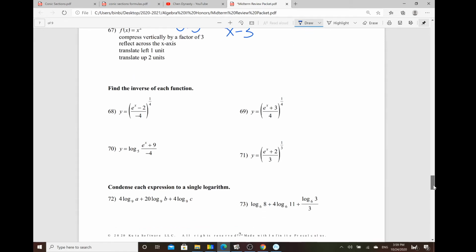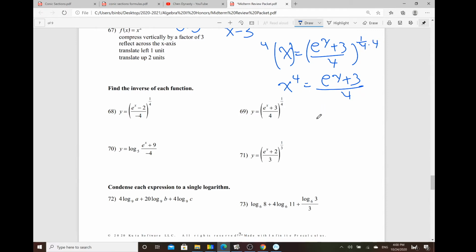So finding inverse function again. For the inverse, swap the variables. So x equals e to the power of y plus 3 over 4, quantity to the power of 1/4. And then from here, solve for y. So you might be wondering, it's the power of 1/4, so we need to get rid of the power first: raise both sides to the power of 4. That's how I can get rid of that power.